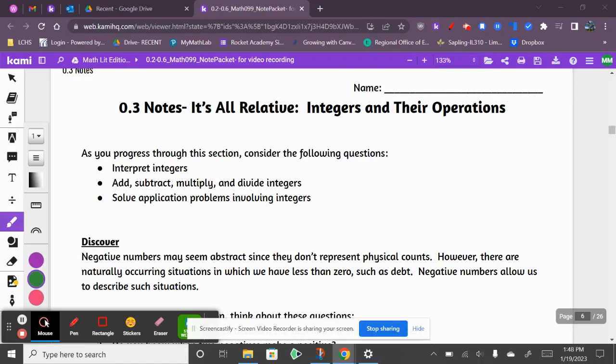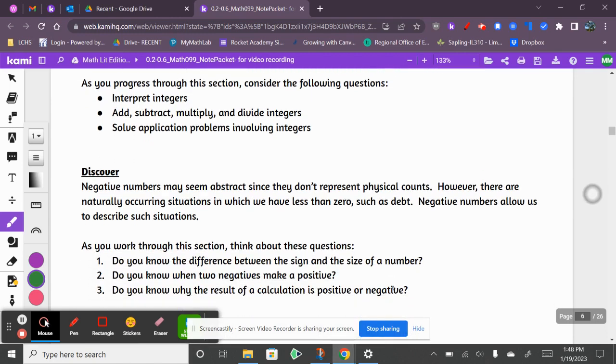Hi everyone. So this section is going over integers and their operations. We're going to be looking at how to interpret integers, how to add, subtract, multiply, and divide integers, and also looking at solving application problems.